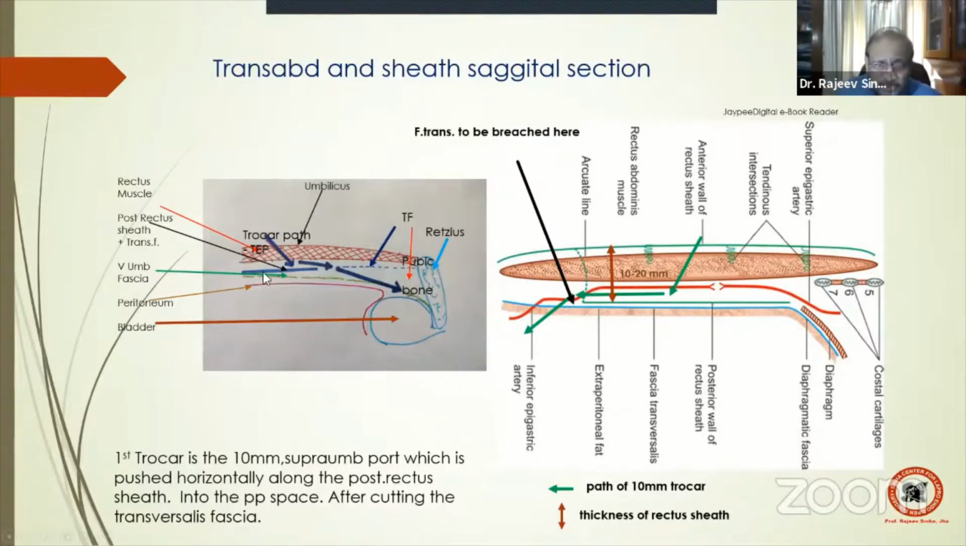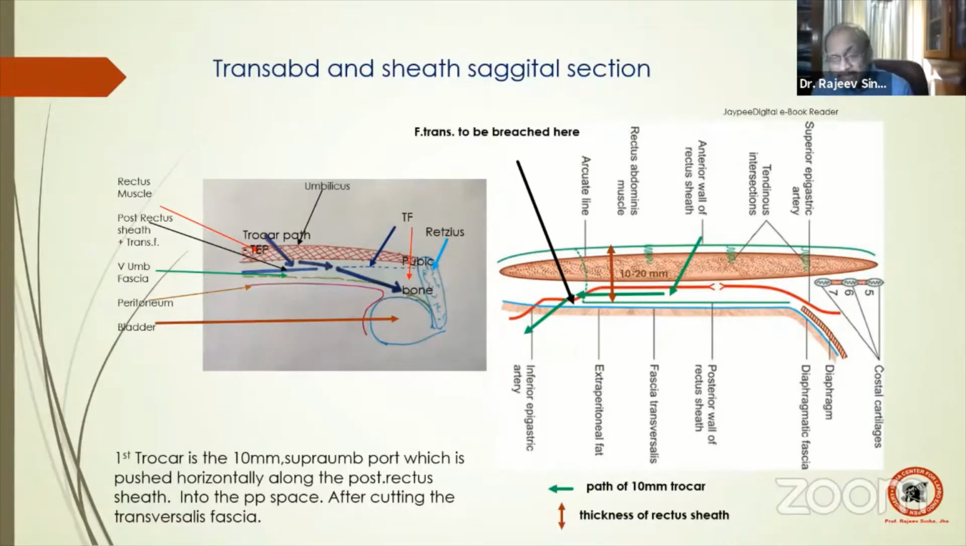This is basically the posterior rectus sheath, the arcuate line here. And behind the rectus sheath, you've got the vesico-umbilical fascia or the transversalis fascia. And this is the transversalis fascia, which is found in various forms. We had talked about transversalis fascia in one of the lectures that I have been regularly holding on the net, and if you want, you can go and look it up. What are the variations of transversalis fascia in the inguinal region?